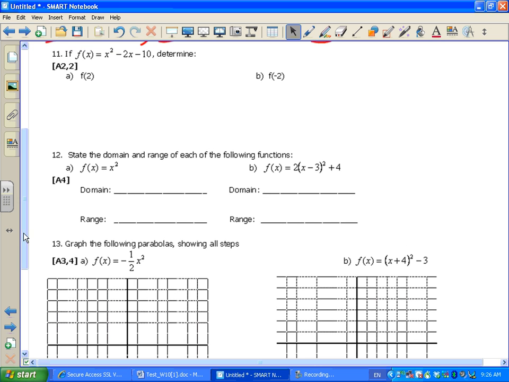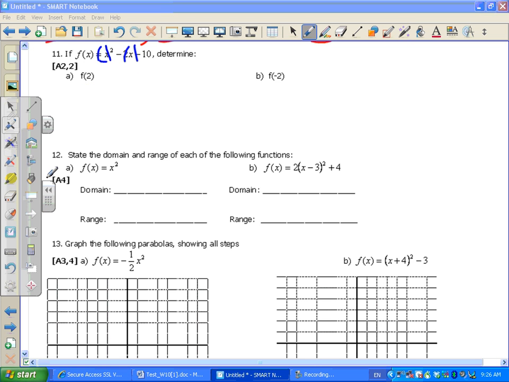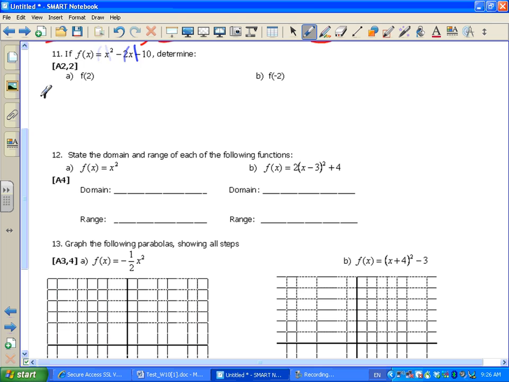Okay, question 11. If f at x is x squared minus 2x minus 10, determine f at 2. So what they're asking us is to replace all of the x's in this equation with the value of 2. So you would have written it to look like this. F at 2 is equal to 2 squared minus 2 times 2 minus 10. That would give us 4 minus 4 minus 10. 4 subtract 4 is 0. Subtract 10 is negative 10.